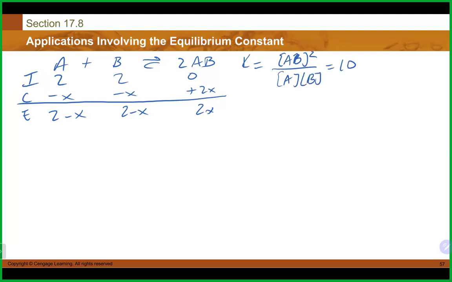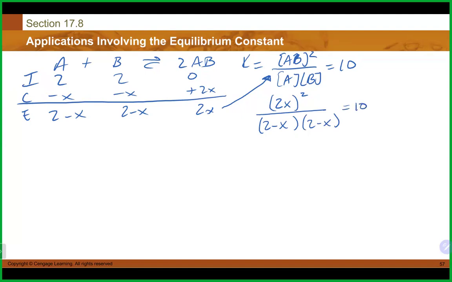As I mentioned, the goal here is to really solve for x, and the way we're going to do that is we're going to take everything in the equilibrium line and put it into our equilibrium expression. So everything there goes into our expression. And when we do that, that's going to give us 2x squared divided by 2 minus x times 2 minus x equals 10.